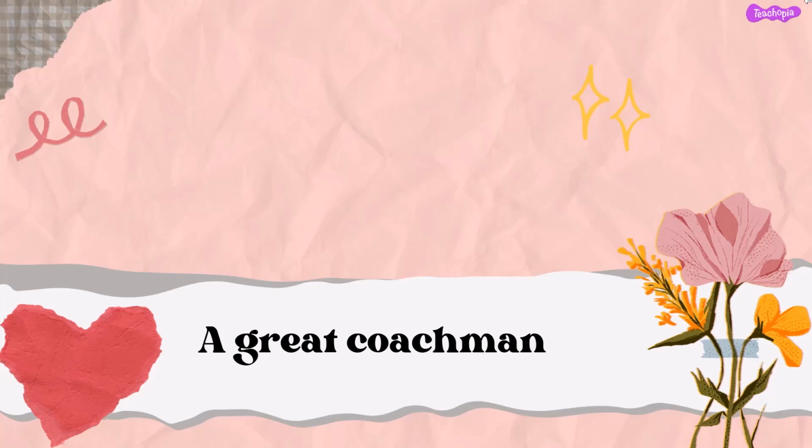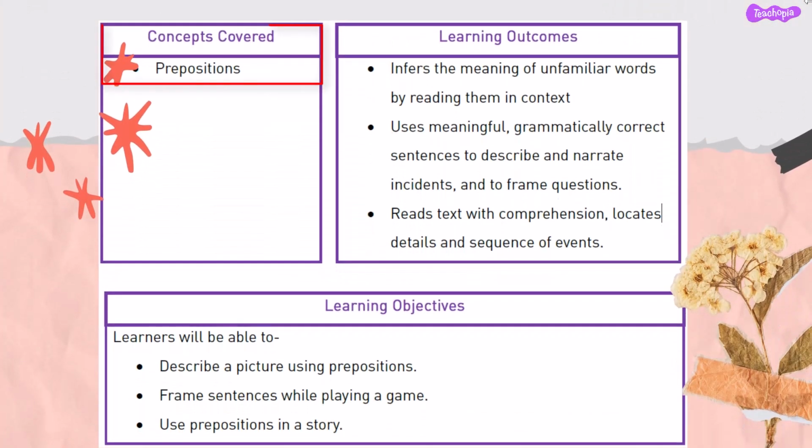Hello teachers, let's take a look at the PBL for the chapter A Great Coachman. The concept covered is prepositions and the learning outcomes are infers the meaning of unfamiliar words by reading them in context, uses meaningful grammatically correct sentences to describe and narrate incidents and to frame questions, reads text with comprehension, locates details and sequence of events.